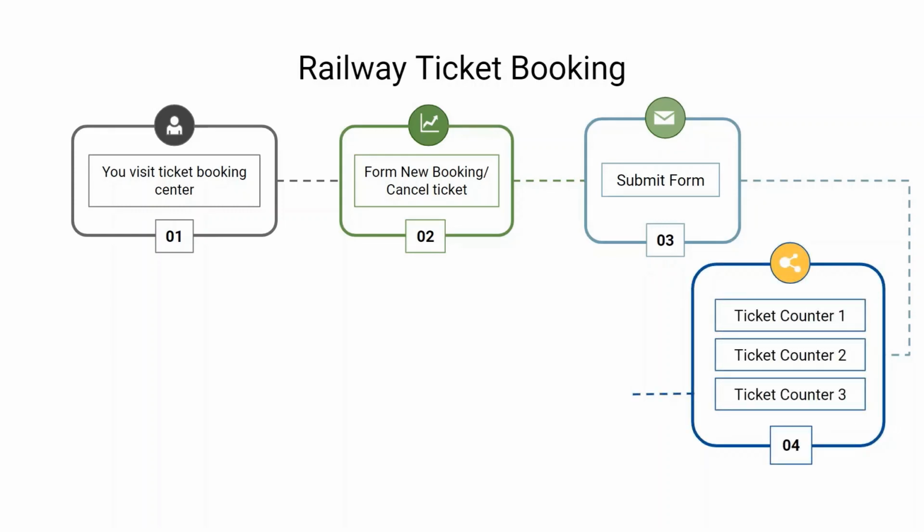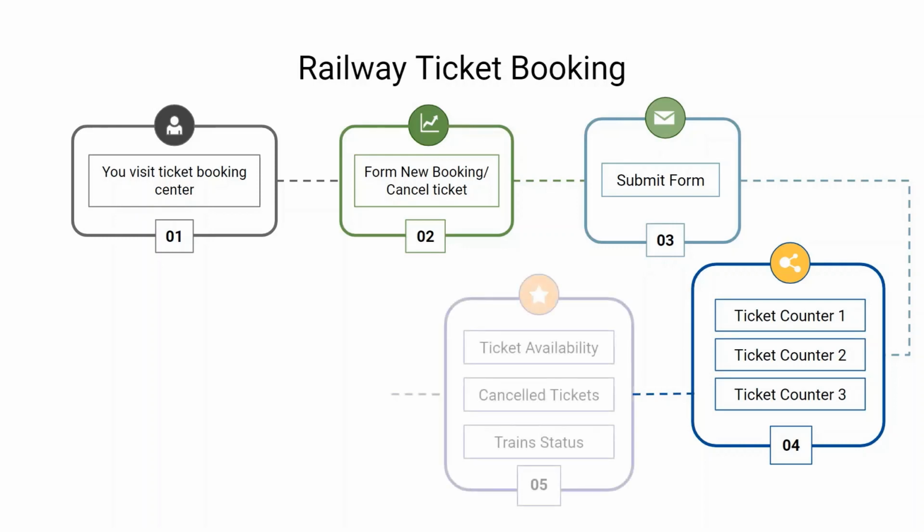The booking clerk will accept the form and will check for availability in the central repository of the train reservation, where they store all the information like train statuses, cancellation, accounting, and availability. If the tickets are available, the booking clerk will make a new booking and update the central store with the updated status of the availability and accounting as you pay for your reservations.